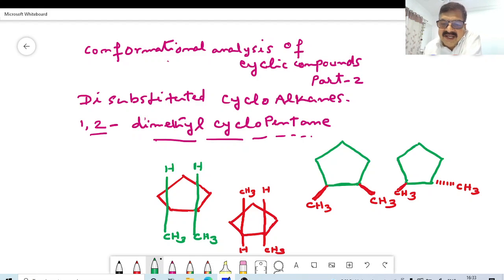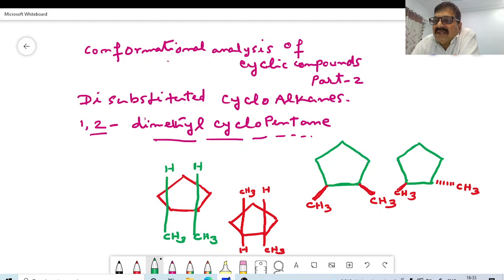I have attempted to draw the structures of this 1,2-dimethyl cyclopentane. Now I will explain. In the case of cyclic compounds, we have seen the rotation around carbon-carbon bonds in the ring of a cycloalkane. It is restricted. Therefore, a group on one side of the ring can never rotate to the other side of the ring because of the restricted rotation.